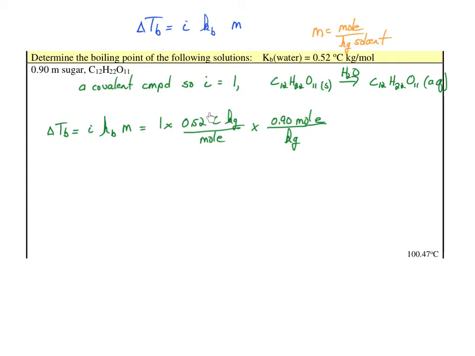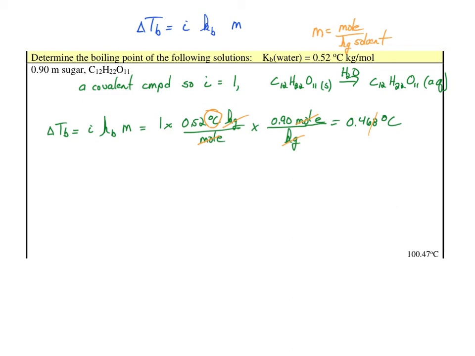Kb is given to us. We have the appropriate units, and our molality, m, is given in moles per kilogram. So 0.90 molal is 0.90 moles per kilogram. If we look at the units, we see units of moles cancel out, units of kilograms cancel out, and the only unit that survives is a temperature unit, degrees C. So when we multiply this out, we see our delta Tb is equal to 0.468 degrees C.